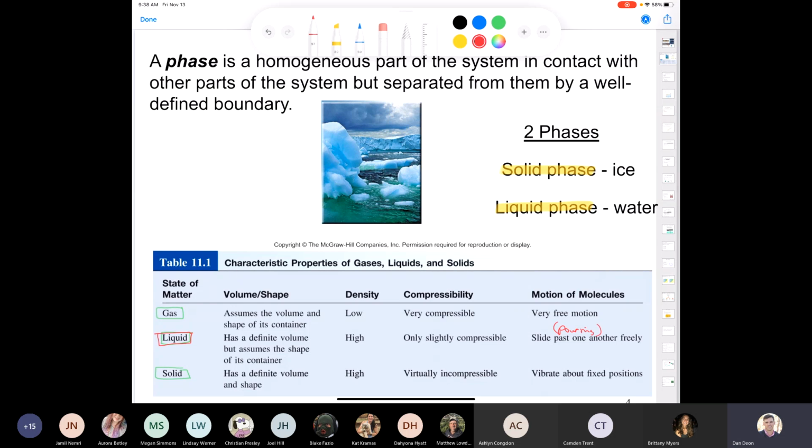Those molecules are sliding past one another as you pour something. And then if we think about a solid, well, that has a definite shape and a definite volume, has a high density, of course, because the molecules are very close to one another, virtually incompressible, and the molecules aren't going to slide past one another, are they? They're going to be stuck in these rigid positions.